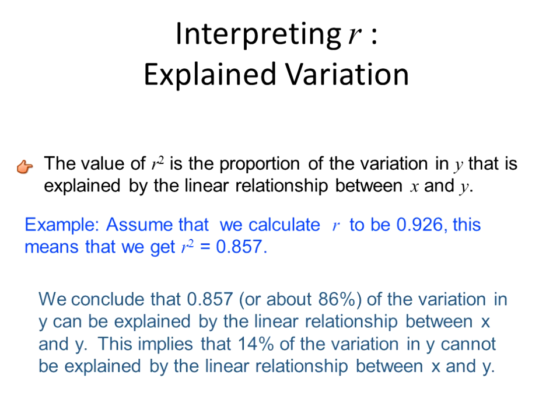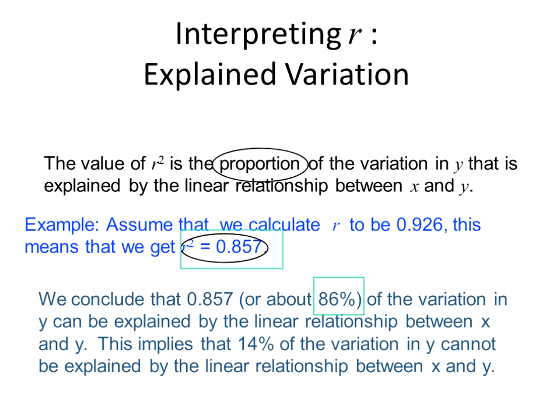So say that your R is 0.926, then that would mean that your R squared is 0.857. So R squared is the proportion of the variation in Y that is explained by the linear relationship between X and Y. So if your R squared is 0.857, then what that means is that about 86% of the variation in Y can be explained by that linear relationship between X and Y.